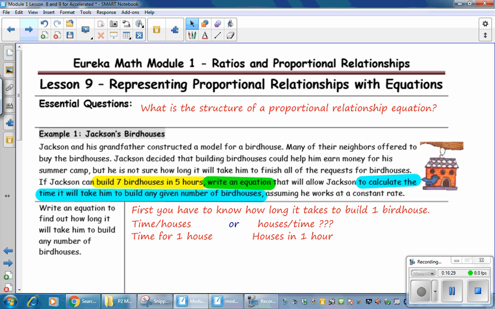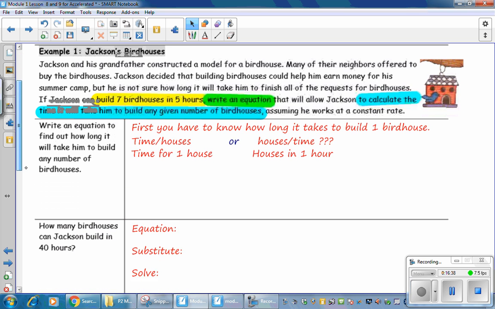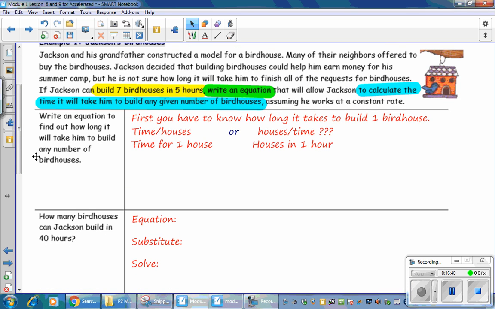In Lesson 9, our essential question is, what is the structure of a proportional relationship equation? In example 1, Jackson and his grandfather constructed a model for a birdhouse. Many of the neighbors offered to buy the birdhouses. Jackson decided that building birdhouses could help him earn money for his summer camp, but he is not sure how long it will take him to finish all of the requests for the birdhouses.